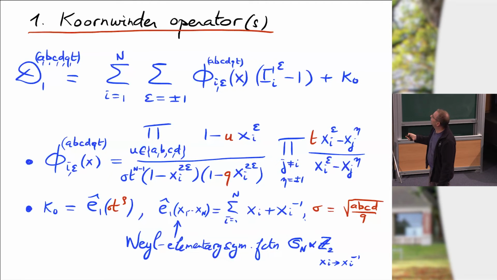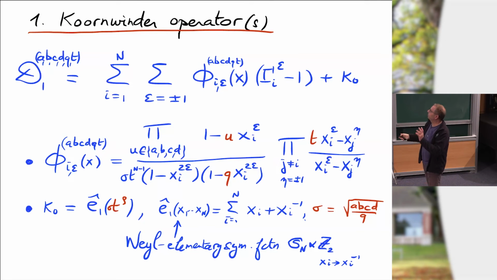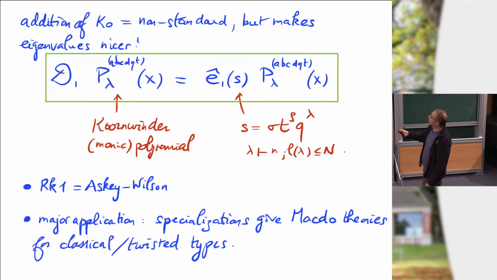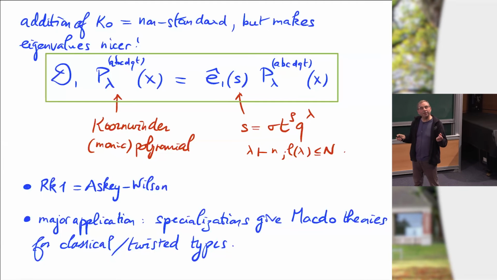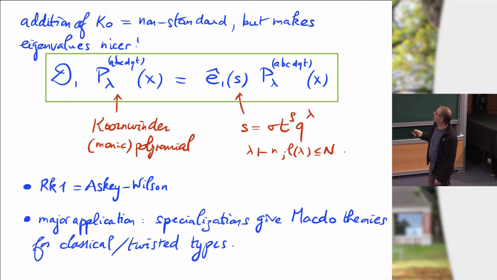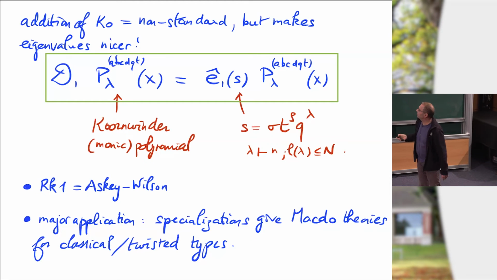And here is where the parameters A, B, C, D appear, right? Okay, it's kind of technical, but you have q, t, and A, B, C, D hidden in this formula. Okay, and this constant kappa 0 is also determined in terms of all the parameters. Okay, so the polynomials are eigenfunctions, and this shift with a constant, etc., were ad hoc so that the eigenvalues are this E1 hat of s, and E1 hat is just the elementary Weyl symmetric function, so it's sum of xi plus sum of xi inverse. All right, here the s is still defined as t to the rho q to the lambda, but now there's a little parameter that depends on A, B, C, D.